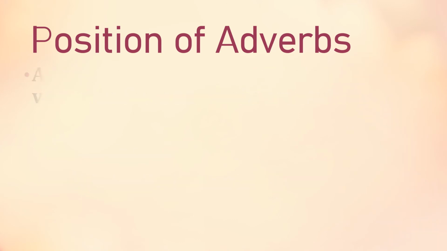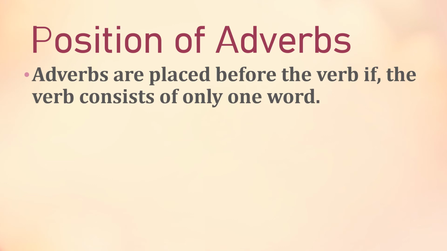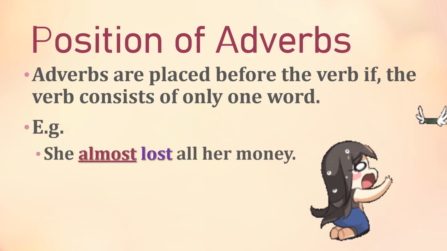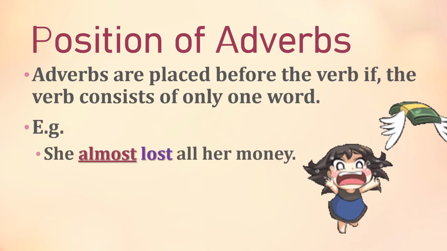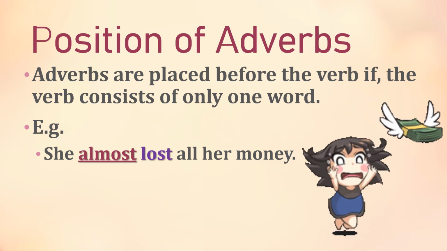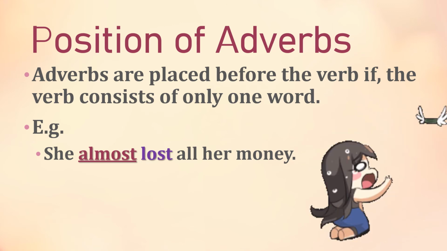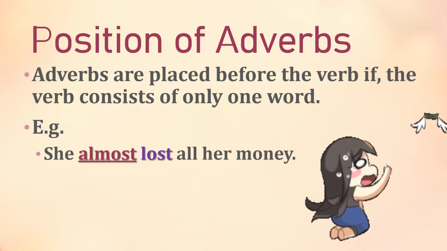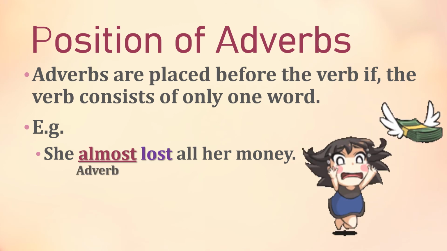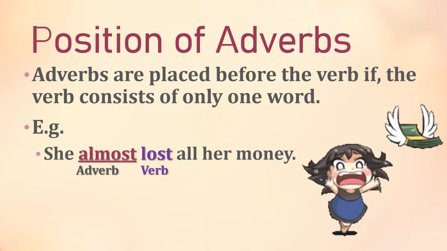Point number 5. Adverbs are placed before the verb if the verb consists of only one word. That means in the sentence, if your verb has only one word, then you will use the adverb just before it. Let us take an example. She almost lost all her money. Here the verb is lost. Since it is made up of only one word, we are going to use the adverb almost just before the verb, that is lost.